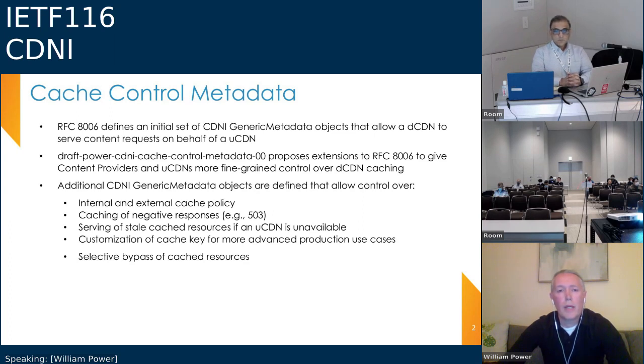An MI cache policy that allows you to configure the internal and external caching policy. An MI object that allows for a caching of negative responses. An additional MI object that will allow for a caching of stale objects within the downstream CDN. There's also a small addition to allow the cache key to be configured in the downstream CDN. And finally, an object that's mainly going to be used for testing, which is the ability to selectively bypass cache based on a configuration. So it kind of sets the stage. If you want to go down to the next slide.